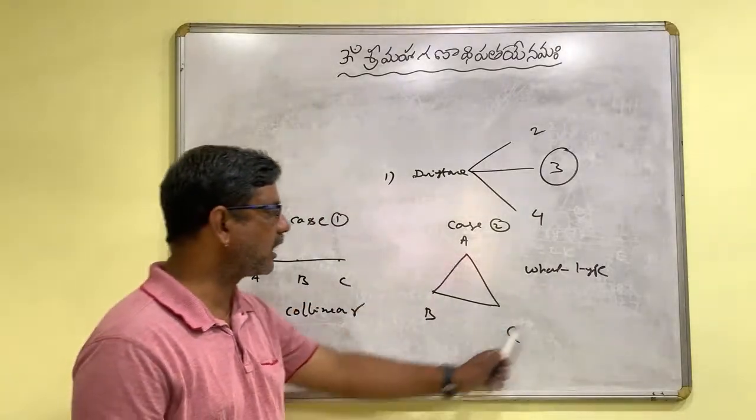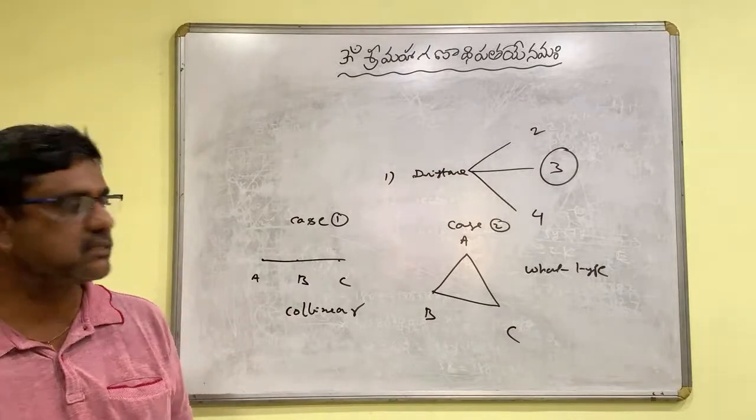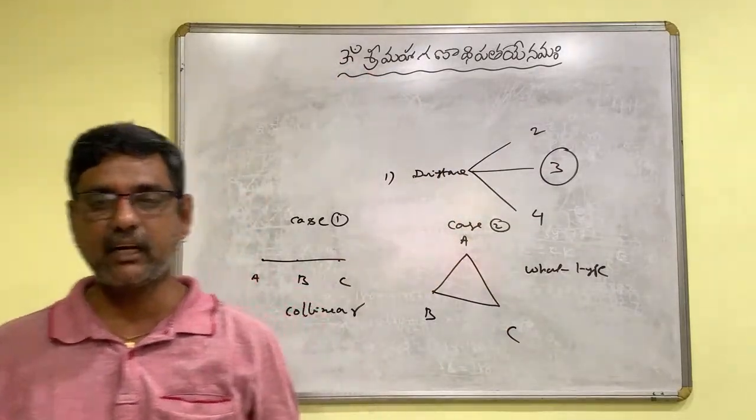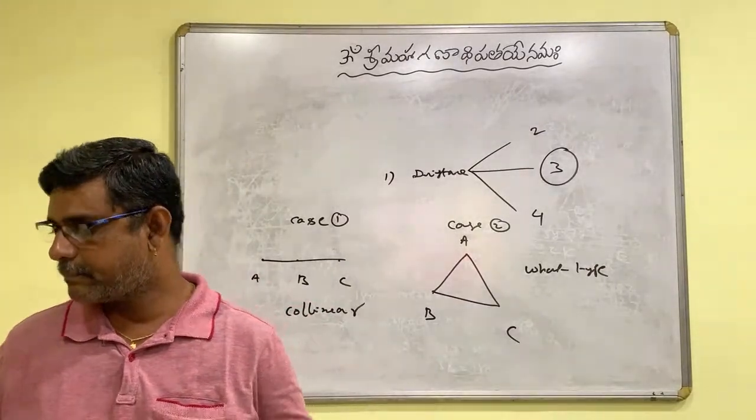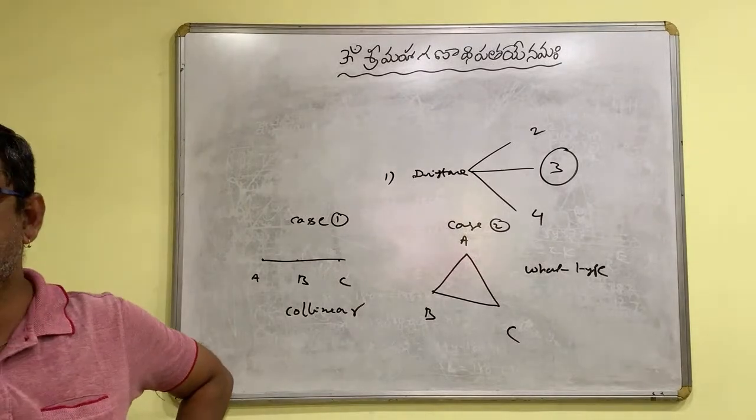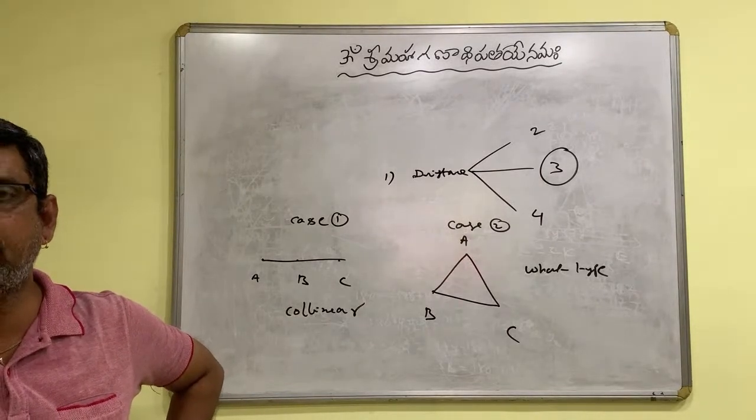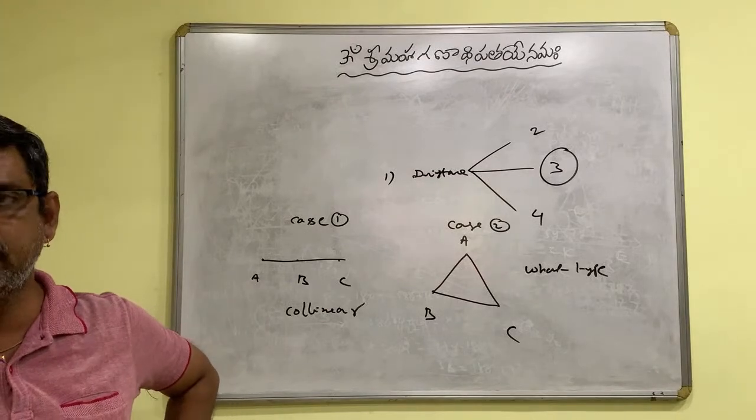Suppose the 3 points are not collinear, we'll get a triangle. Then the question arises, what type of triangle it is? How many types of triangles are there, children? Can anyone write how many types of triangles? Only 3, Parasir. Only 3.